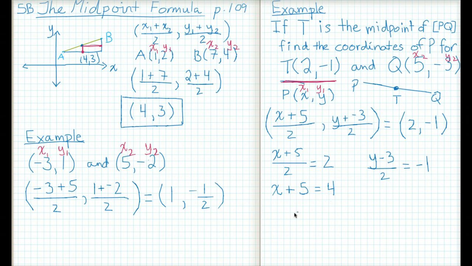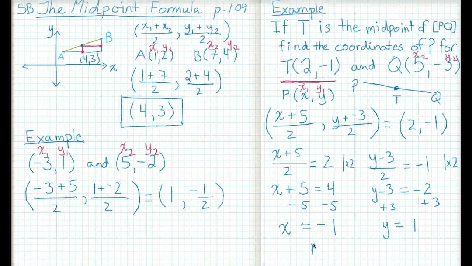And now we subtract 5 from both. And I have x plus 0 equals negative 1. So x is equal to negative 1. Do the same thing over here, multiply both sides by 2. It's better if I show what I'm doing. Here I could have written times 2. So multiply both sides by 2, that cancels with this 2, and I've just got y minus 3. Negative 1 times 2 is negative 2. And then I add 3 to both sides and get y equals 1.